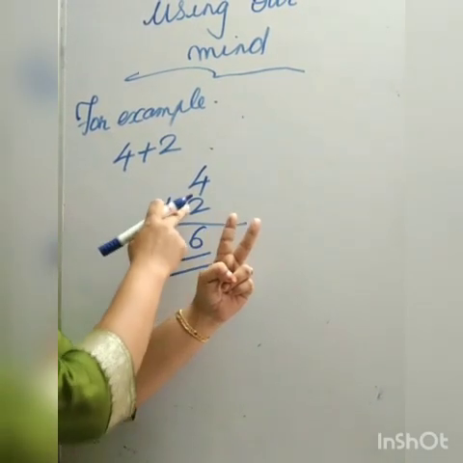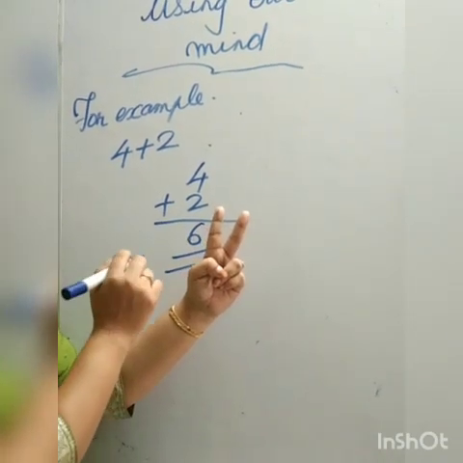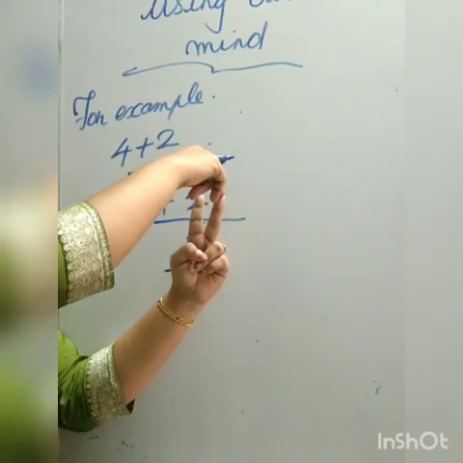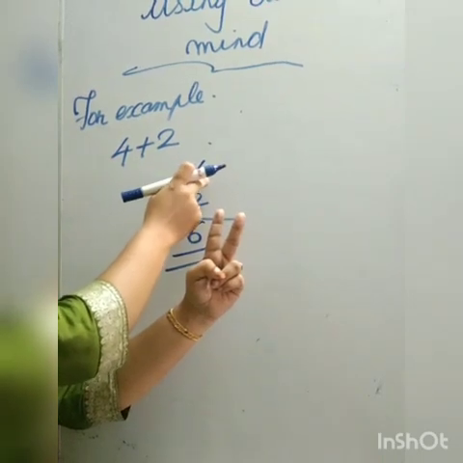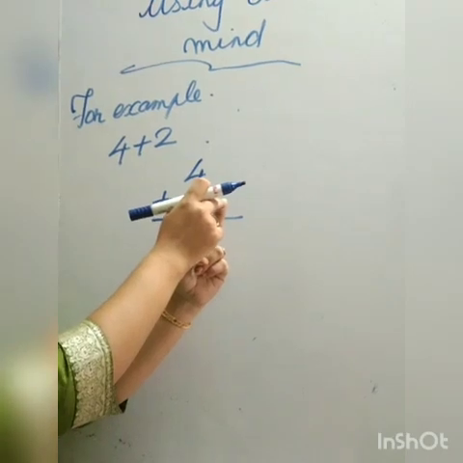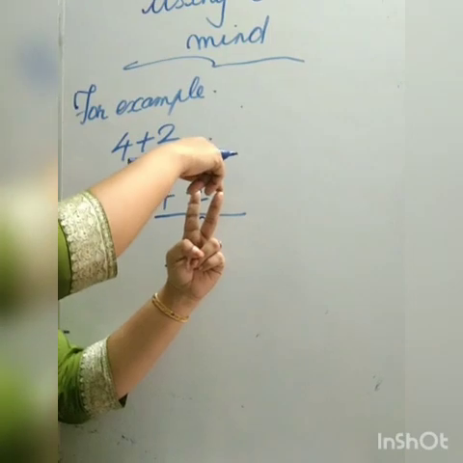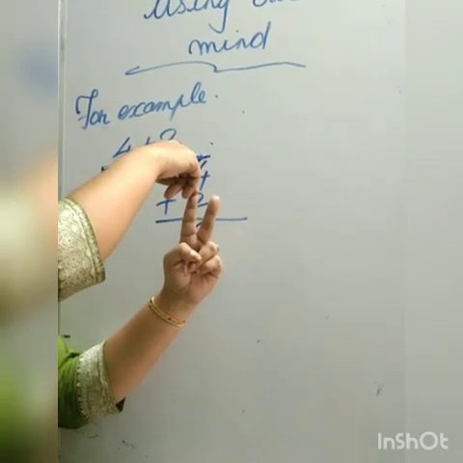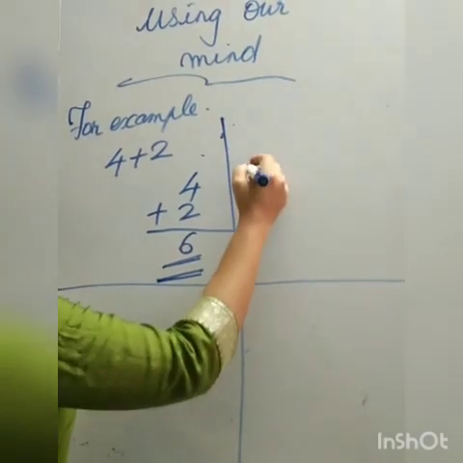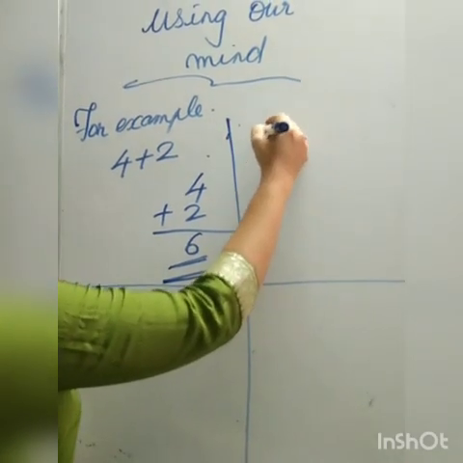Here I took which number? 2. 2 fingers I took. Then what do I have to do? I have to count after 4. Here 4 is the biggest number. So we have to count after 4. After 4, 5, 6. 6 is the answer. We will do more examples to understand this concept.